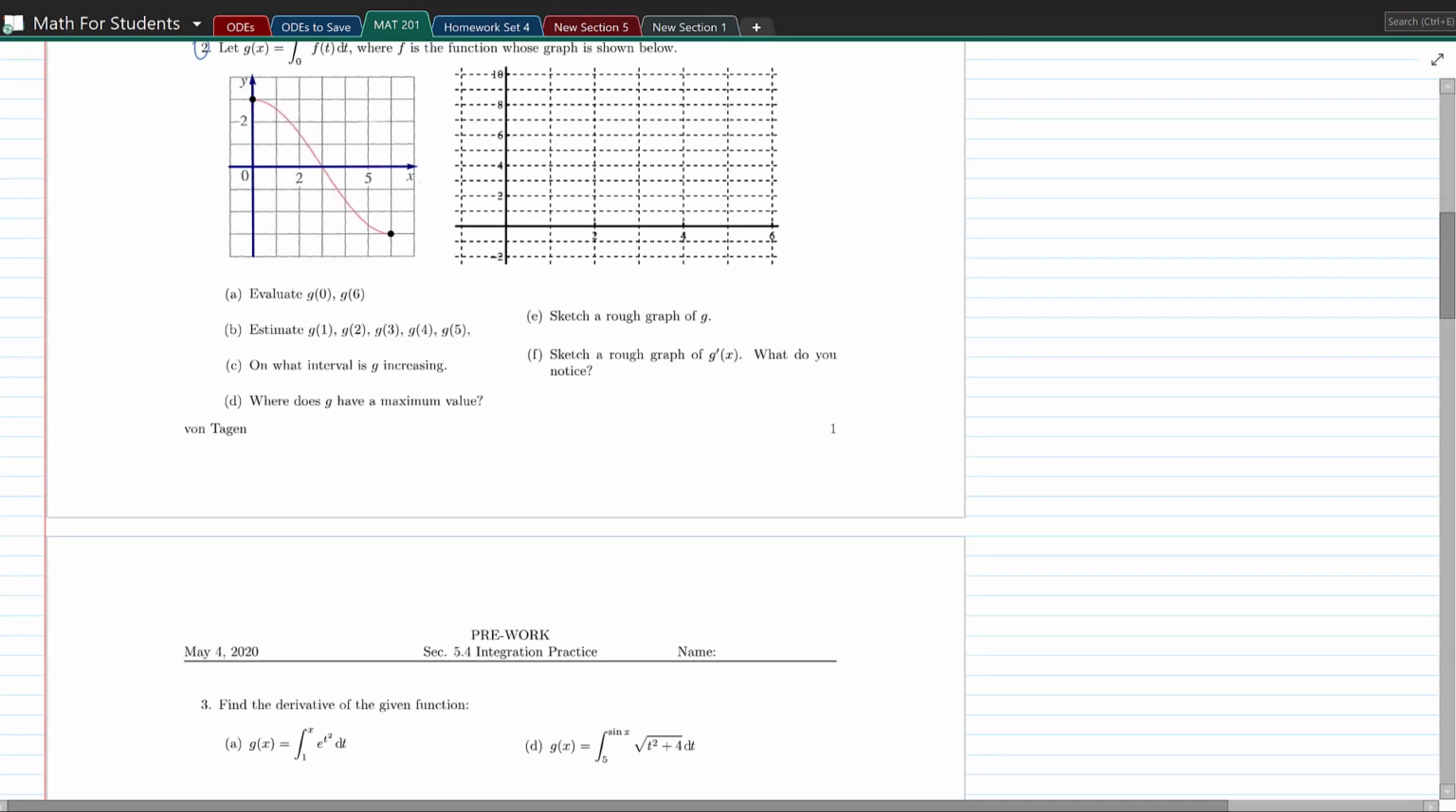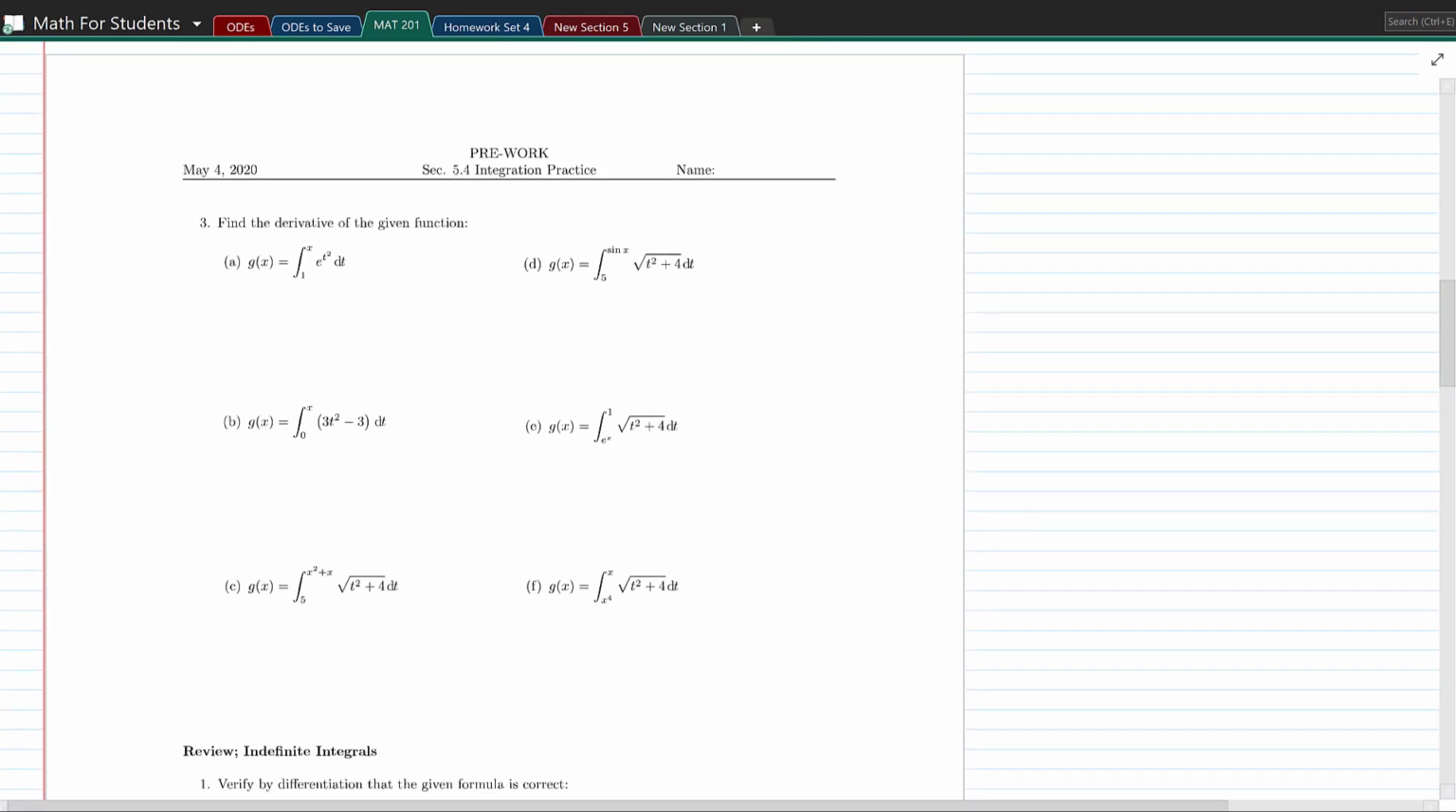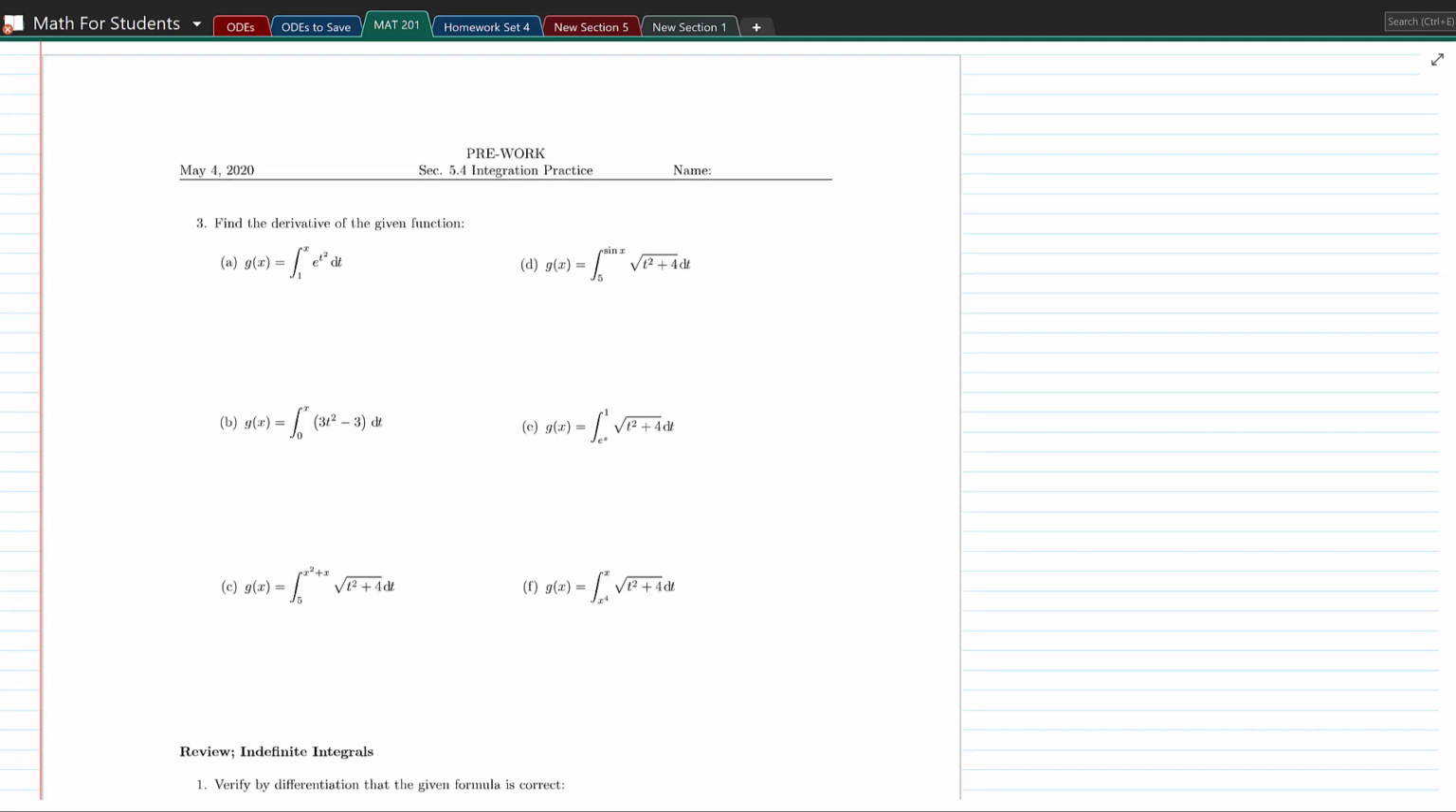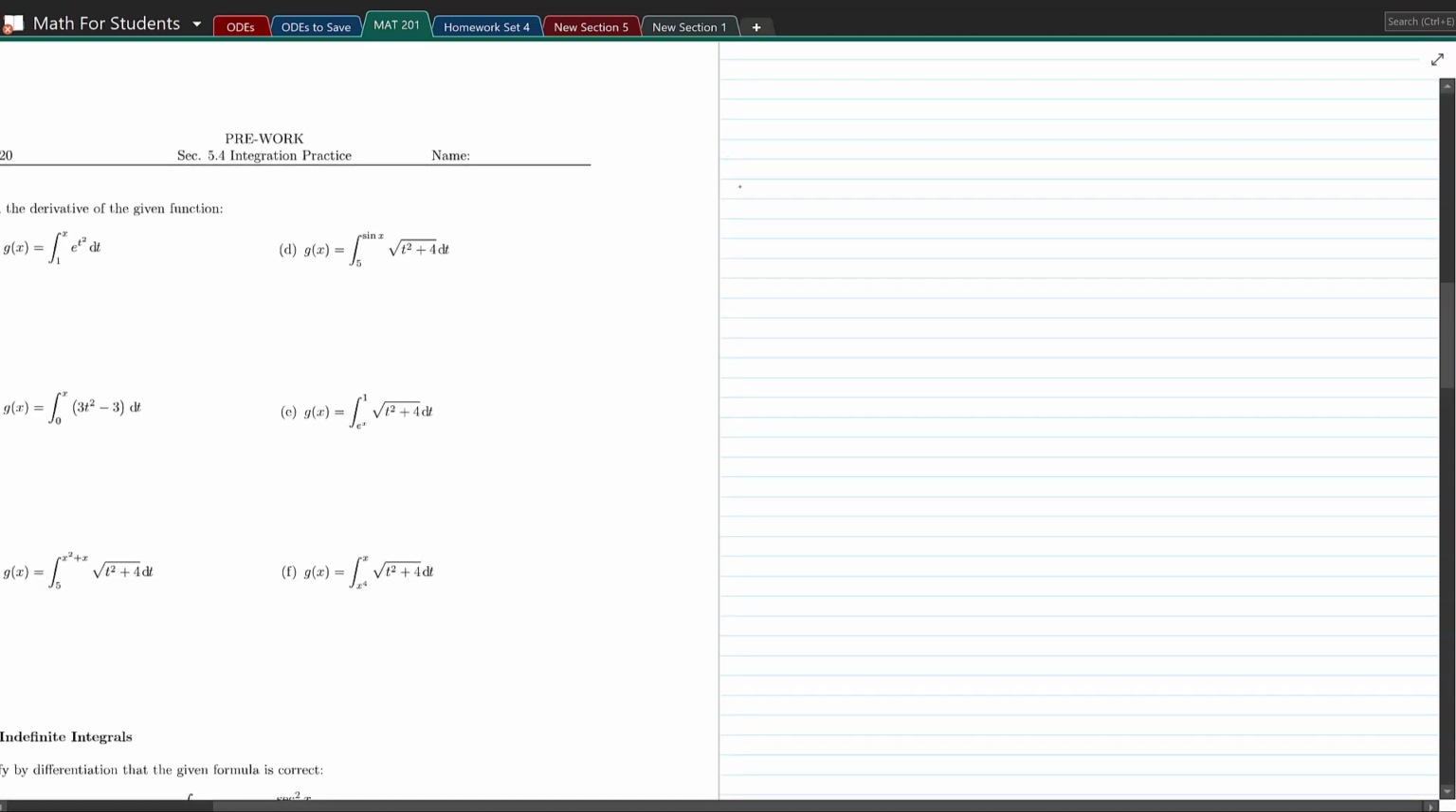Okay, folks, let's take a look at number 3. Question number 3 is one of the more challenging questions in a calculus class, and it requires us to use the fundamental theorem of calculus part 1. So I'm going to put that off to the side because you've probably forgotten it.